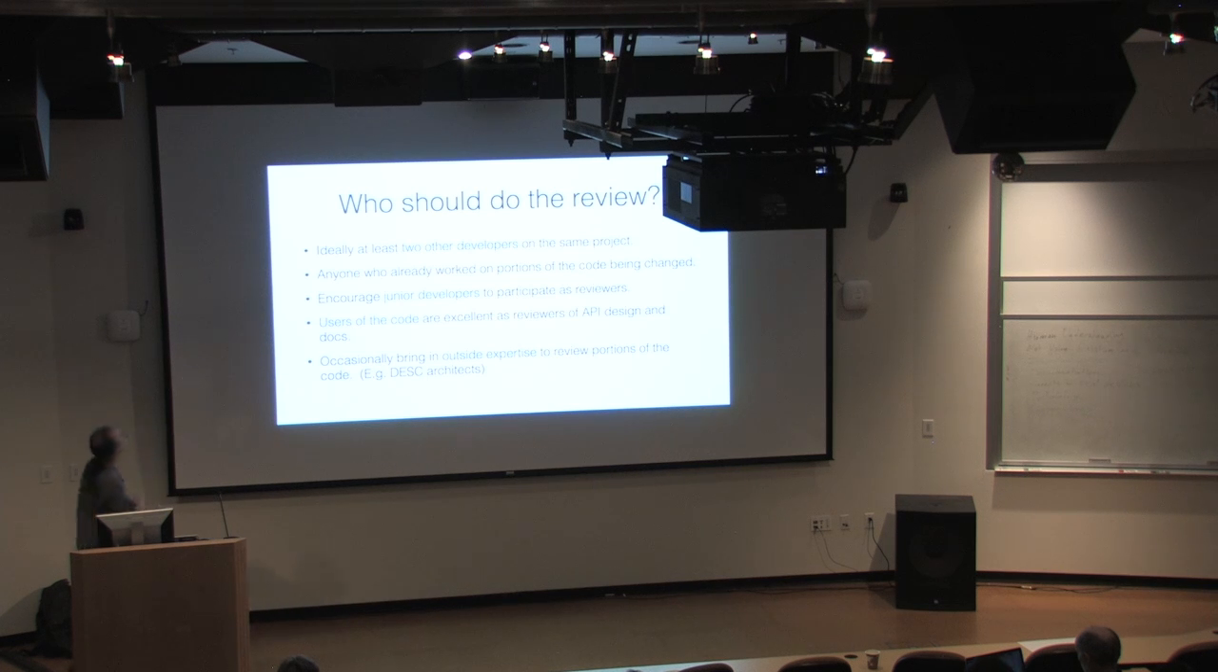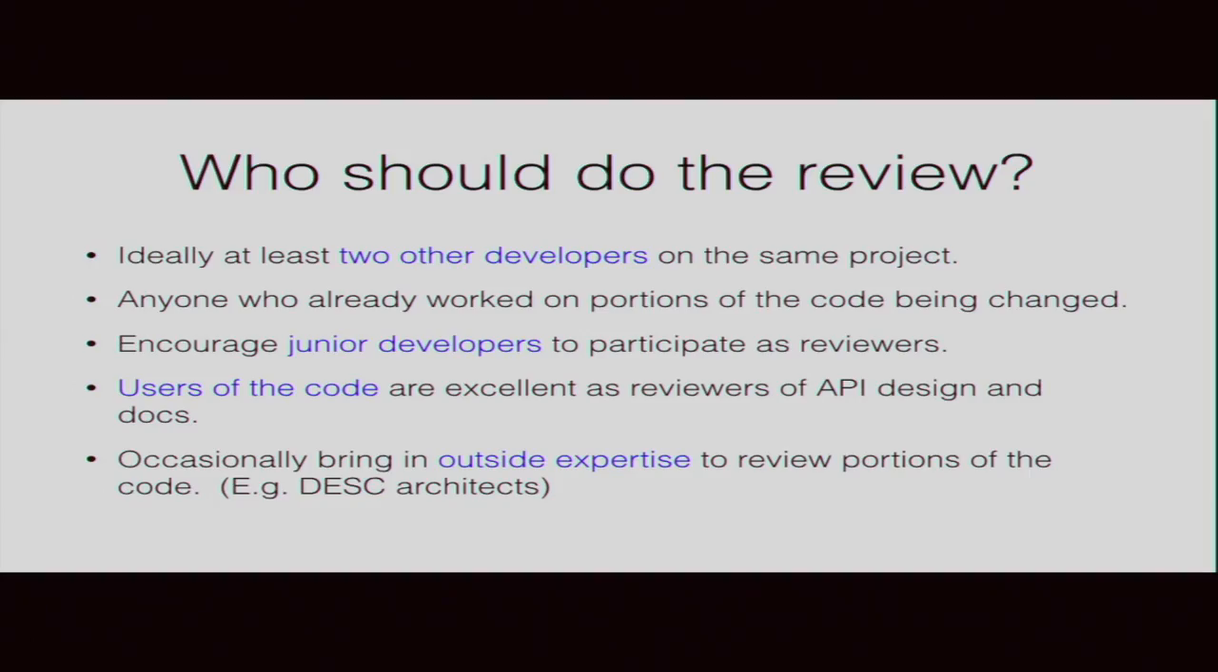So our rule is ideally 2 other developers who are on the team of the project. Obviously this can vary from group to group, but that's a good rule of thumb. You get at least 1, but preferably 2 different people who are developers to look at the code and make sure that things are okay. In particular, somebody who's already worked on portions of the code, definitely include them. We also want to encourage junior developers, and not just the senior people on the team.